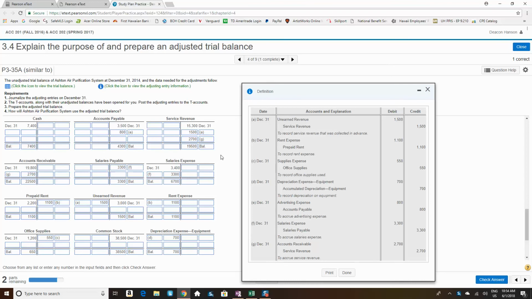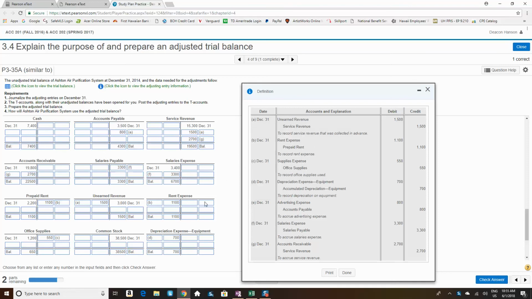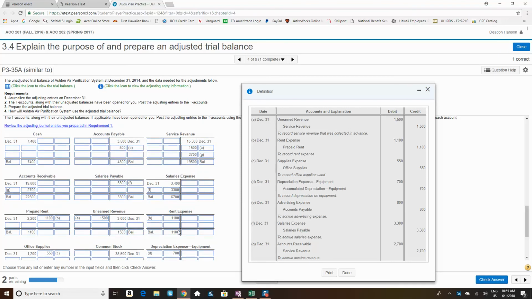Accounts receivable. Let's see. 19 plus 27 from entry G. 27. Okay. Double check your math. Okay. 22,500. So that's the kind of thing you got to do. You got to go back and check. Sometimes you're able to pinpoint right off the bat what you did wrong. Other times it takes a little longer.